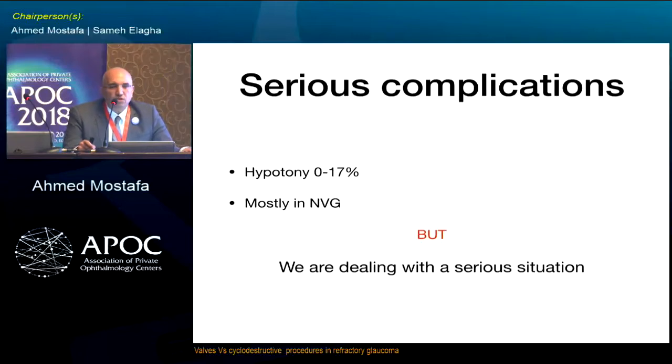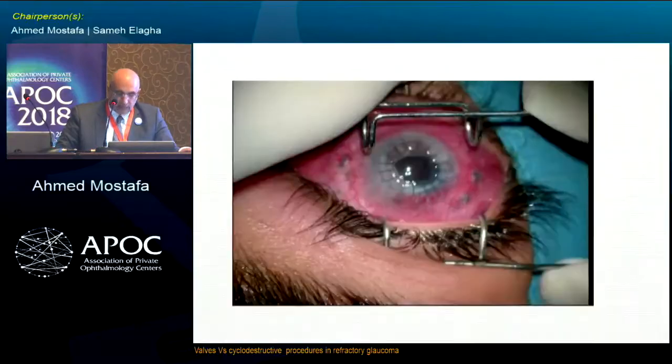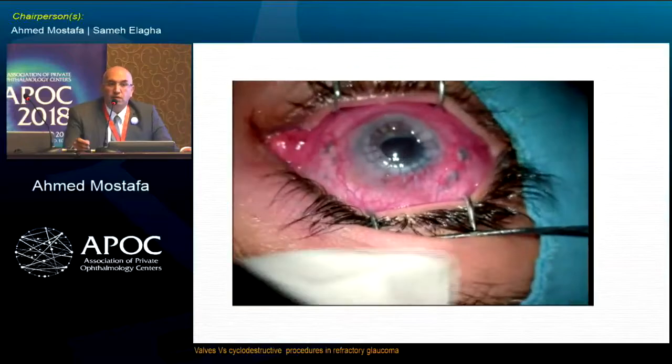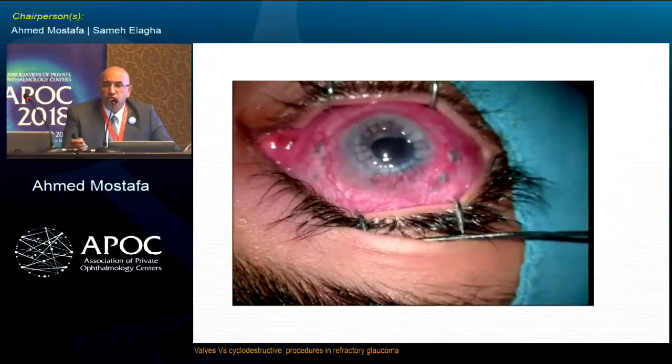Do we meet serious complications? To be honest, in the literature, we can have hypotony from 0 to 17%. But this is mostly in neovascular glaucoma. And so what? We are dealing with the serious stages of the disease, and we expect some compromises. We will not be 100% in every case. But the good point with the diode, it is titratable, so that I know that with this treatment regimen, I will get hypotony. With the other one, I will not get. So you can't titrate. Now, this is a good example of cyclophotocoagulation to apply and also for the valve to apply.